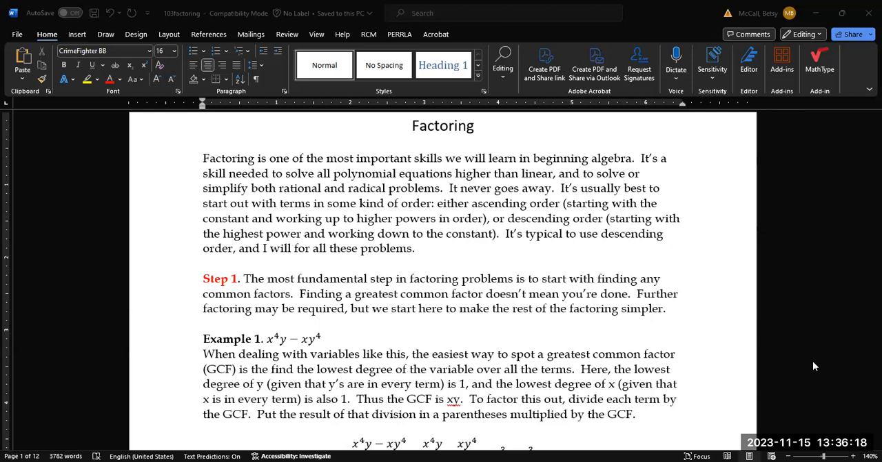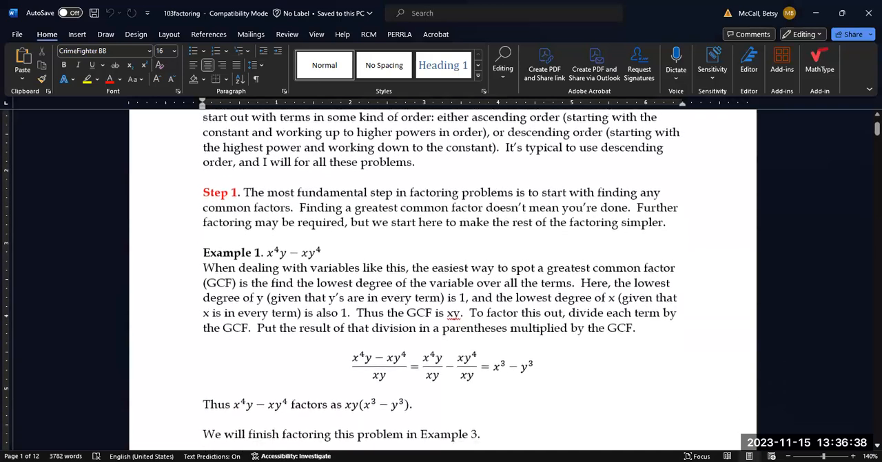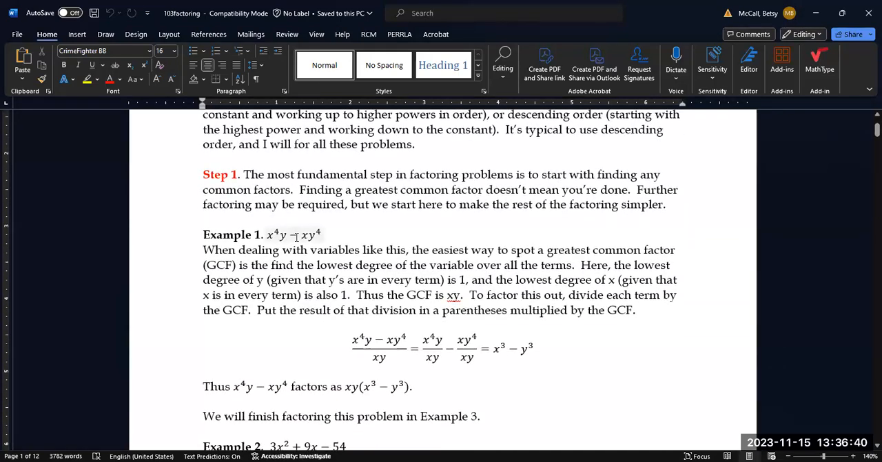All right, so the first thing to do for factoring is generally we need to see if there's any common factors that we can factor out. And so finding the greatest common factor is the first step. Now, that's not the only step, but it is the first step. So let's look at an example of finding the greatest common factor for this example, x to the fourth y minus x y to the fourth.